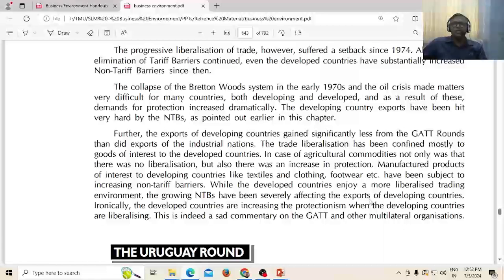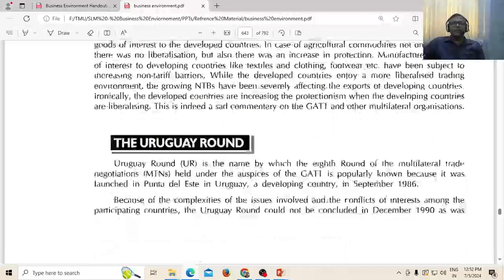In the case of agricultural commodities, not only was there no liberalization, but there was also an increase in production. Manufactured products of interest to developing countries, like textiles, clothing, footwear, etc., have been subject to increasing non-tariff barriers. While the developed countries enjoy a more liberalized trading environment, the growing NTBs have been severely affecting the exports of the developing countries. Ironically, the developed countries are increasingly turning to protectionism when the developing countries are liberalizing. This is indeed a sad commentary on the GATT as a multilateral organization.